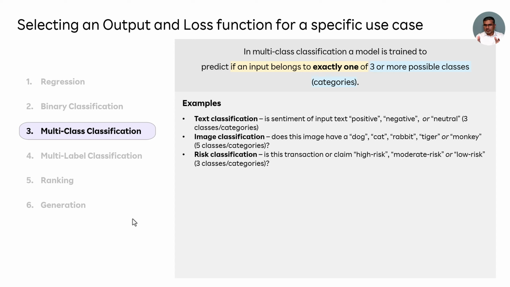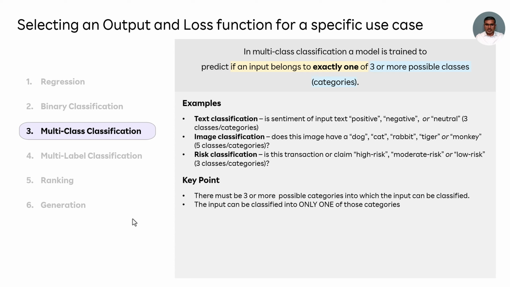Image classification. I give it an image and I want it to classify it as, okay, this image is of a dog or a cat or a rabbit or a tiger or a monkey. So you have five different categories or classes, and it has to classify it into exactly one of those five. Risk classification, you give it a transaction, it classifies it as high risk, moderate risk, or low risk. Again, you have three classes or categories here.